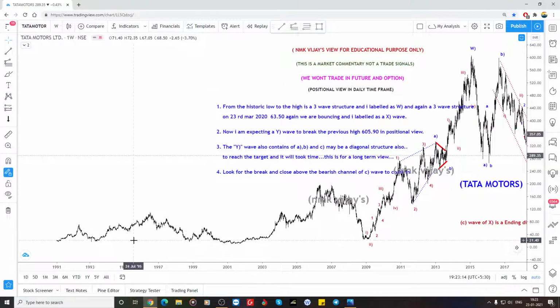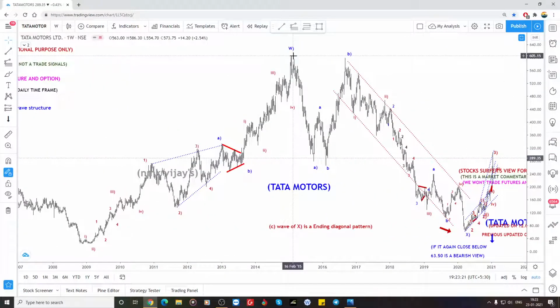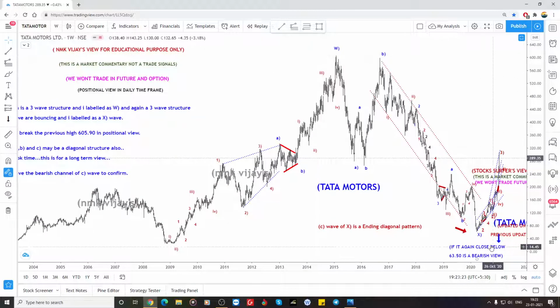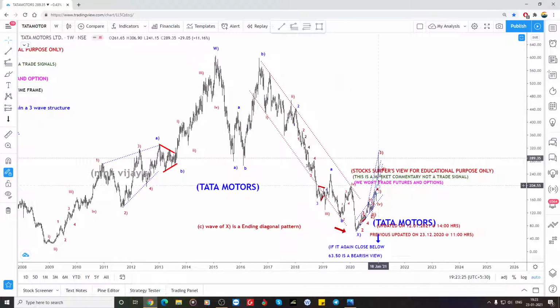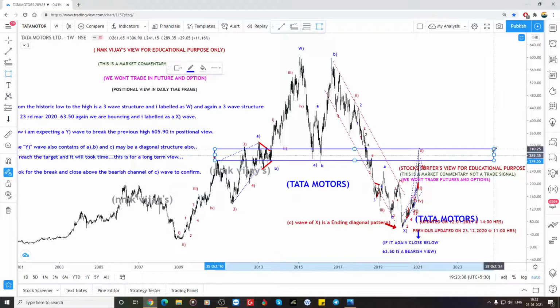Here I took this as a B, C is a W, X, A, B and C. So that is why here also it's a W and this is the X. So we need to trade the Y wave. So that could contain another WXY also. And here is the major resistance zone.